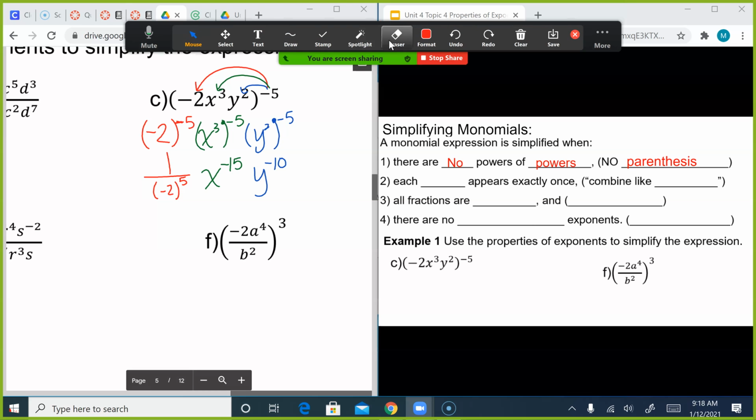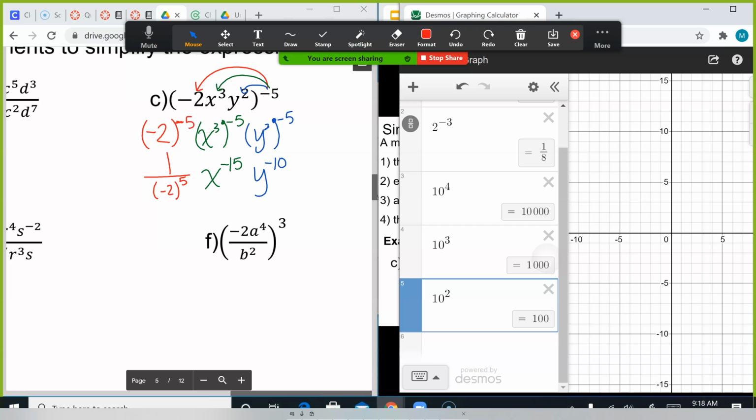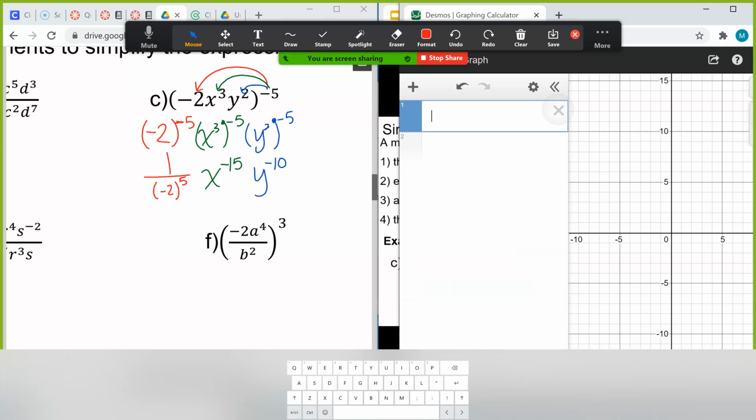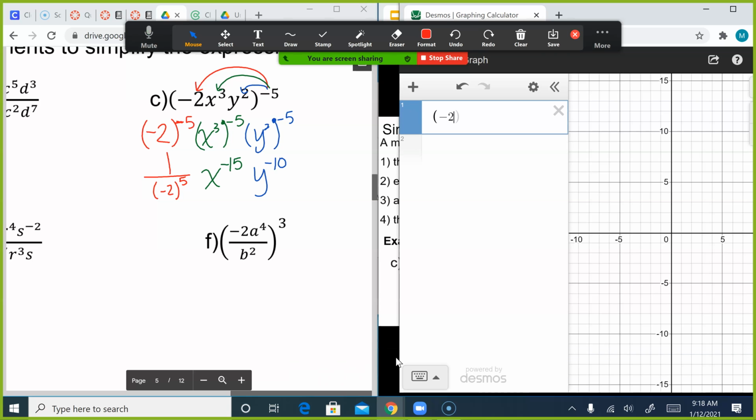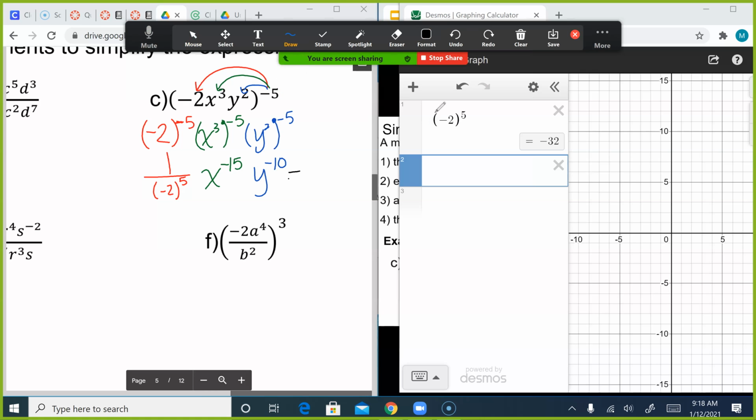So I'm going to come over here to Desmos. Where's my Desmos at? I don't need all these other ones anymore. I'm just going to do negative 2 to the 5th and get negative 32. So that's the number I'm actually going to write when I do this one.